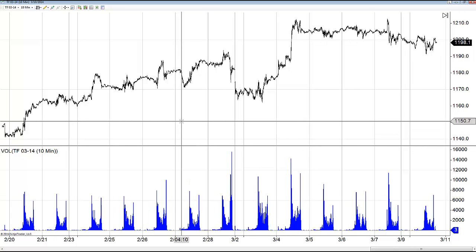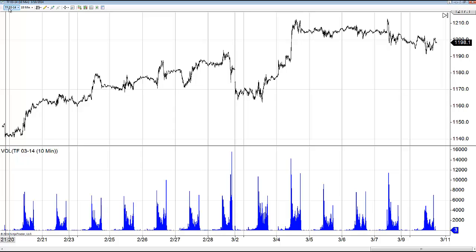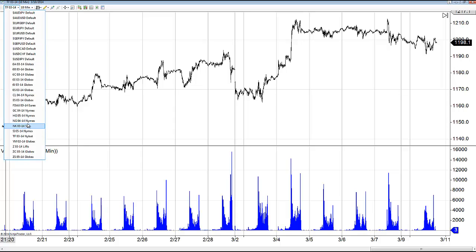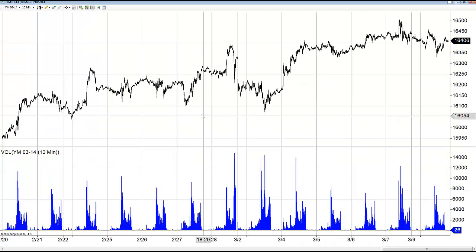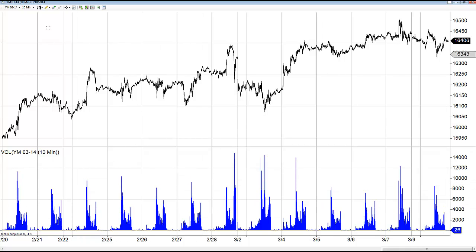Right now we're looking at the Russell. We could look at a variety of different pairs, but first I just want you to see, especially with Russell being lighter in volume as it is, how obvious it is. And we can go through, what are some of y'all's favorite things to trade? Maybe the S&P, the Dow, gold, right? Even the Dow right here, you can definitely see the volume spikes.